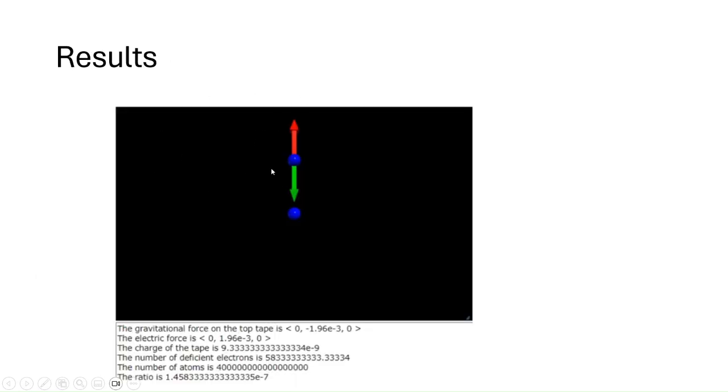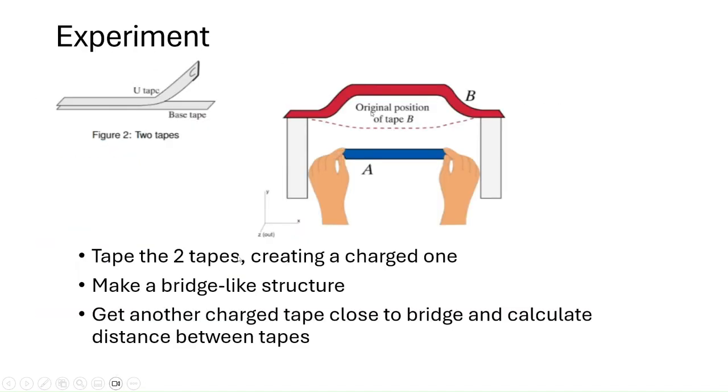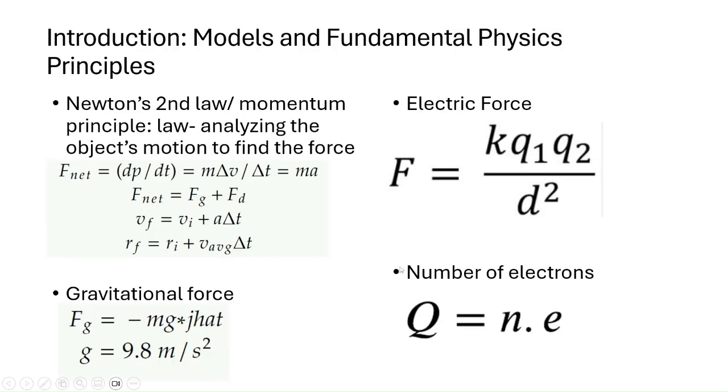And these are the results, same as before. We got the gravitational force on the top tape, the electric force on it, the charge of the tape, the number of deficient electrons, and the number of atoms. Dividing one by the other, we get the ratio of 1.458 times 10 to the power of -7. We got these results based on the equations we showed before.